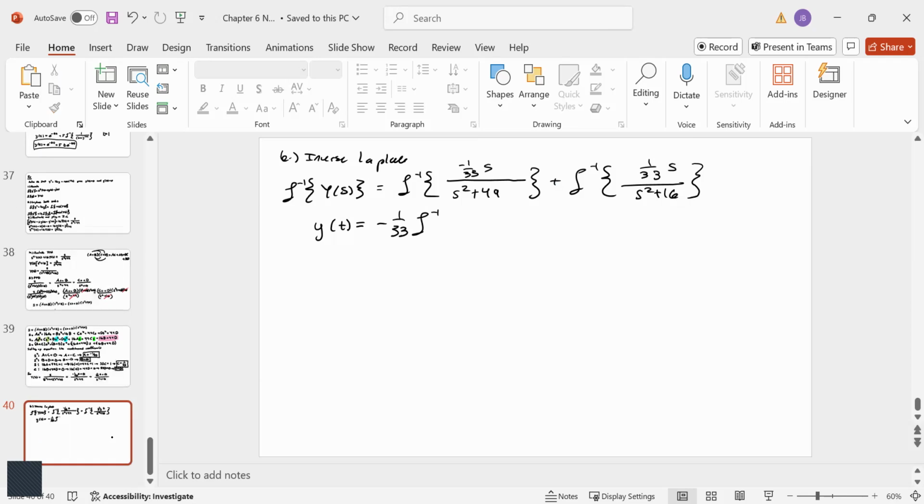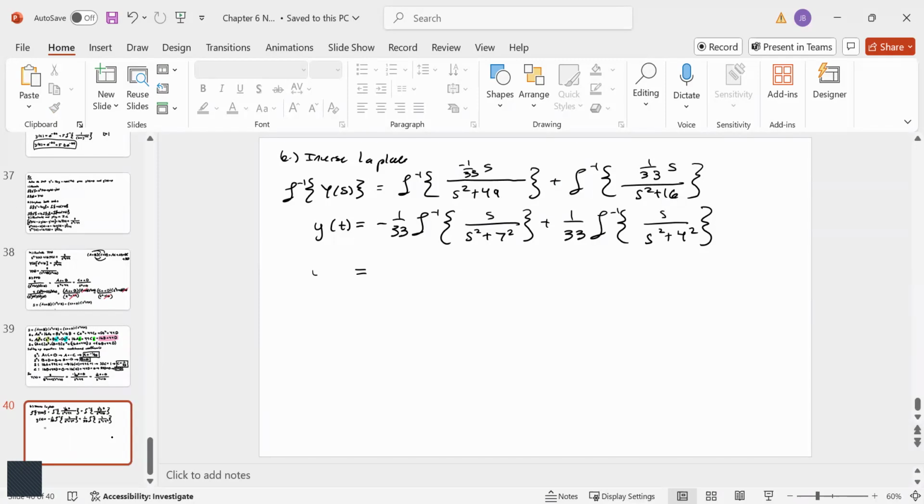So I'm going to factor out the 1 over 33, and then 49 just becomes 7 squared, plus 1 over 33, inverse Laplace, s over s squared plus 4 squared, except that's not an s, that's a 2.